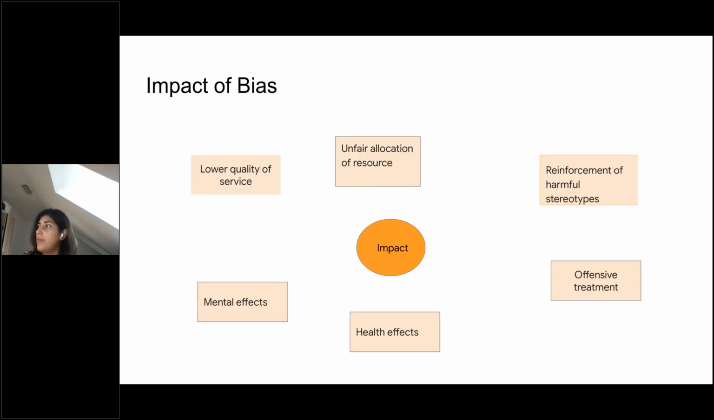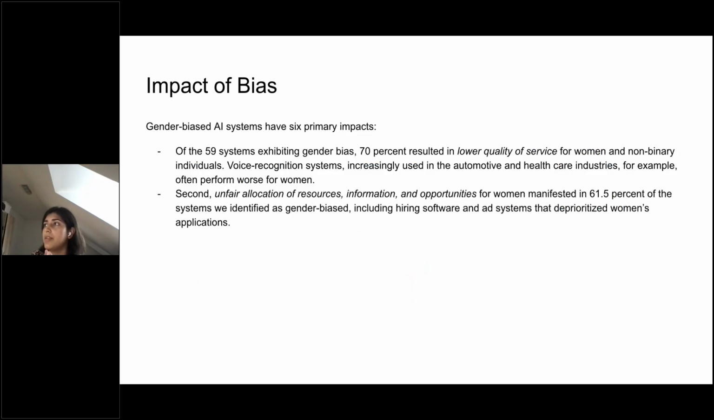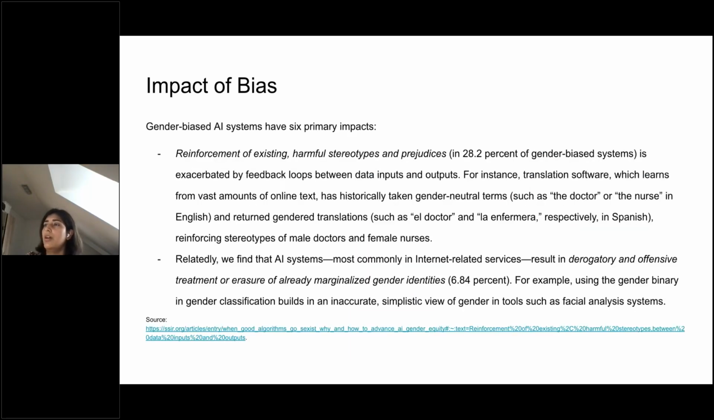Then, reinforcement of harmful stereotypes. I think I already mentioned this multiple times, that this is anyways not doing good. Whatever we had in the past, we are enforcing it with the upcoming wave of AI.